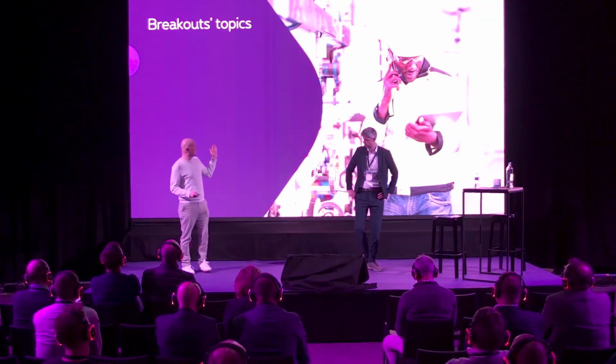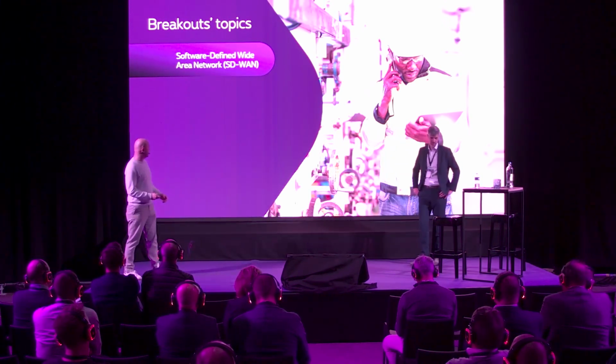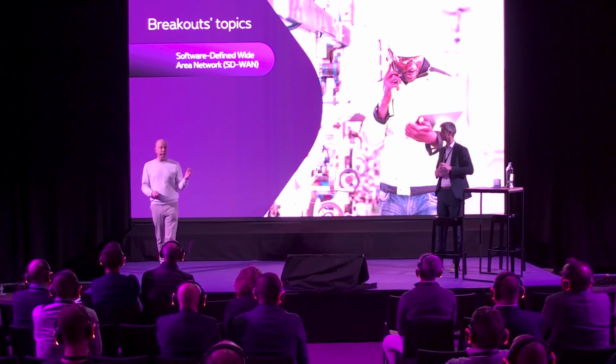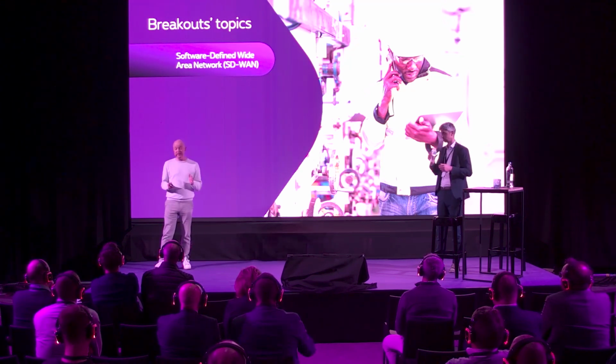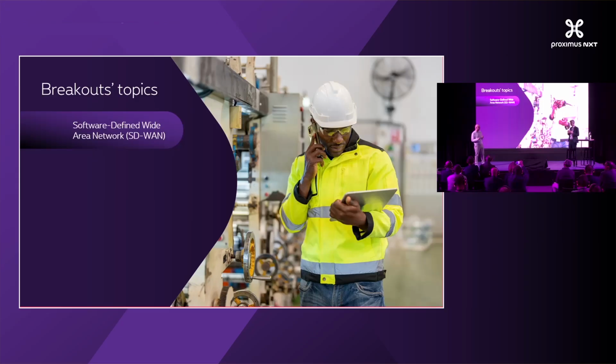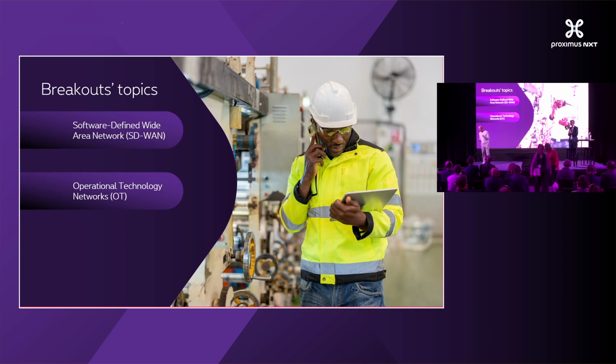So, first a bit of today's topic. We have SD-WAN, software-defined wide area networks. SD-WAN is like the smart GPS for your internet traffic. It helps data find the best and fastest route between your locations. Then we have OT, the main topic of today, operational technology. OT is like the nervous system of your industrial sites, controlling and connecting your equipment and machines to be sure that they run smoothly and safely.